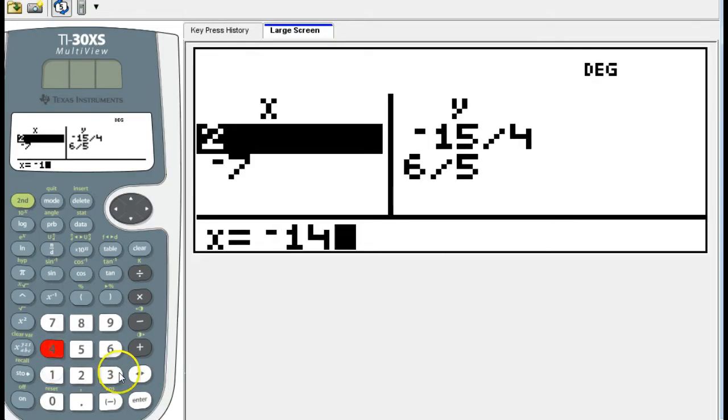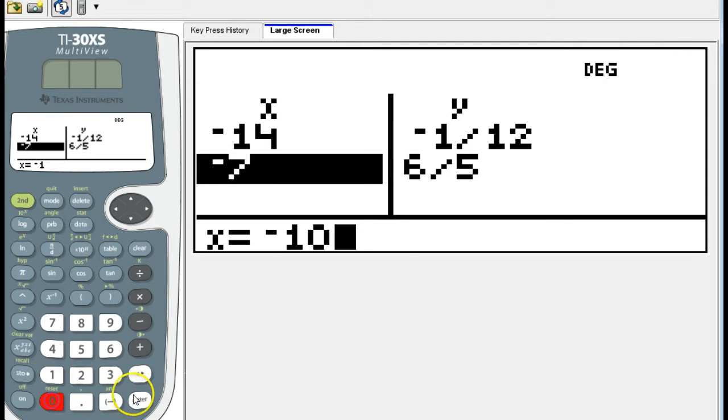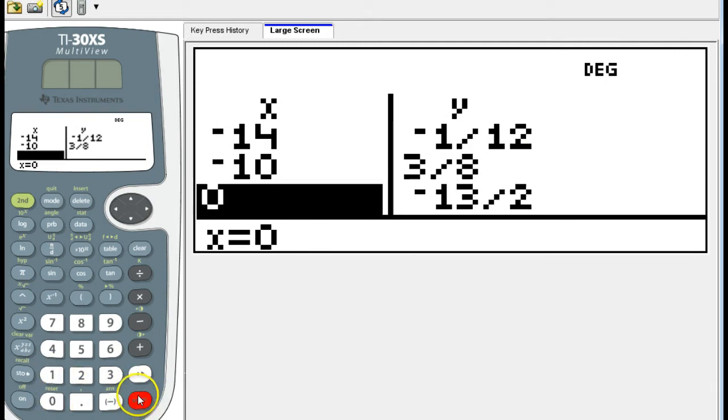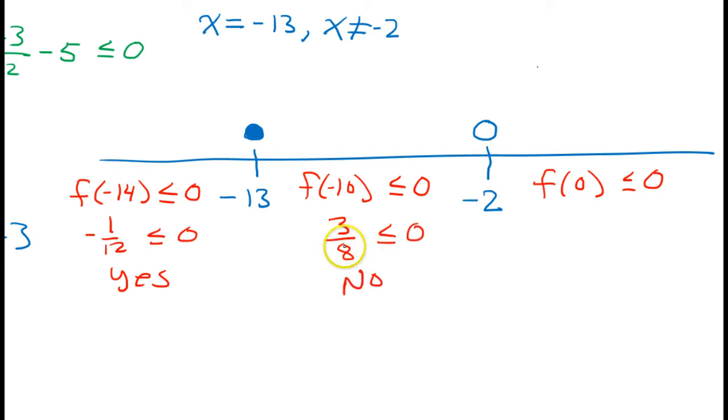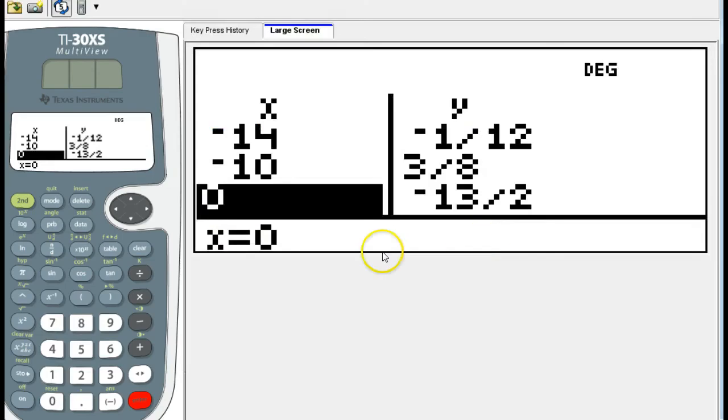So negative 14, negative 10, and 0. These are the values of the function at these x values. So negative 1/12. Is that less than or equal to 0? Yes, that's negative, so yes, that is less than 0. At negative 10, we had 3/8. Is that less than or equal to 0? Well, no, it is not. That is a positive number. That's greater than 0.